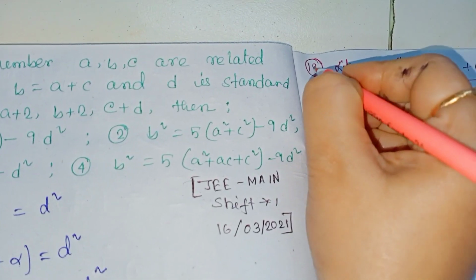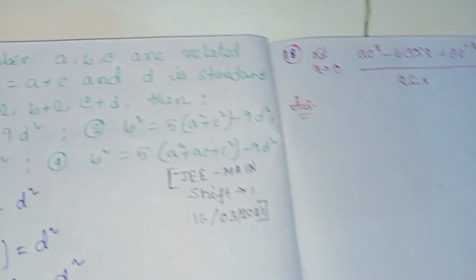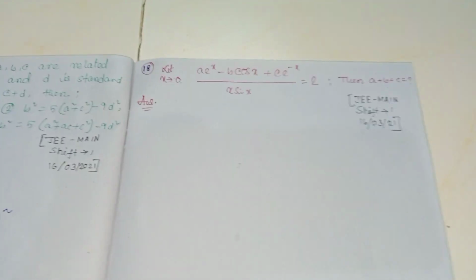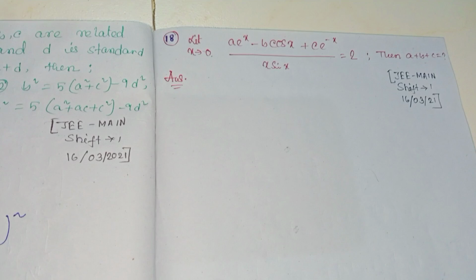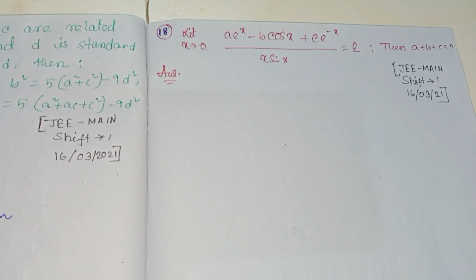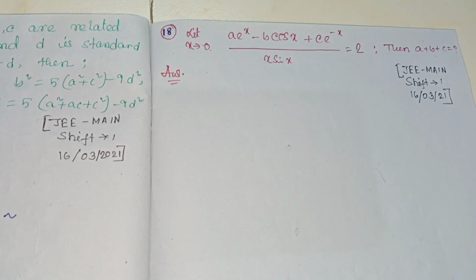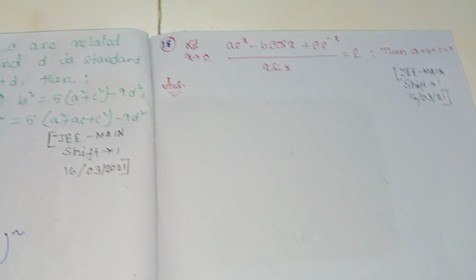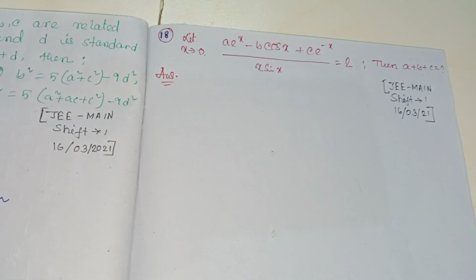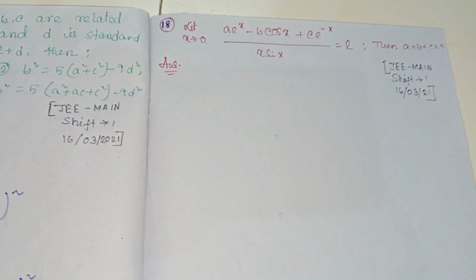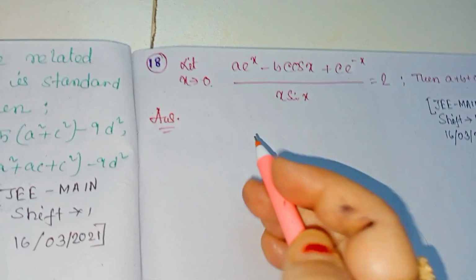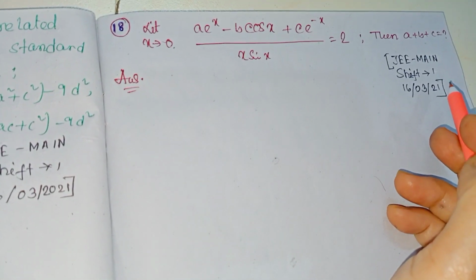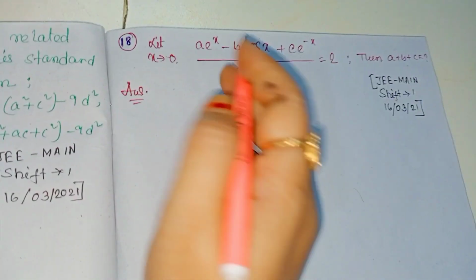Now moving to question 18. Question 18 is in the house of limits. Limit x tends to 0 of (a e to the power x minus b cos x plus c e to the power minus x) divided by x sin x is equal to 2, given. So a plus b plus c is equal to what? It's also a memory based question, and the question is from JEE Main Shift 1, 16th of March 2021.